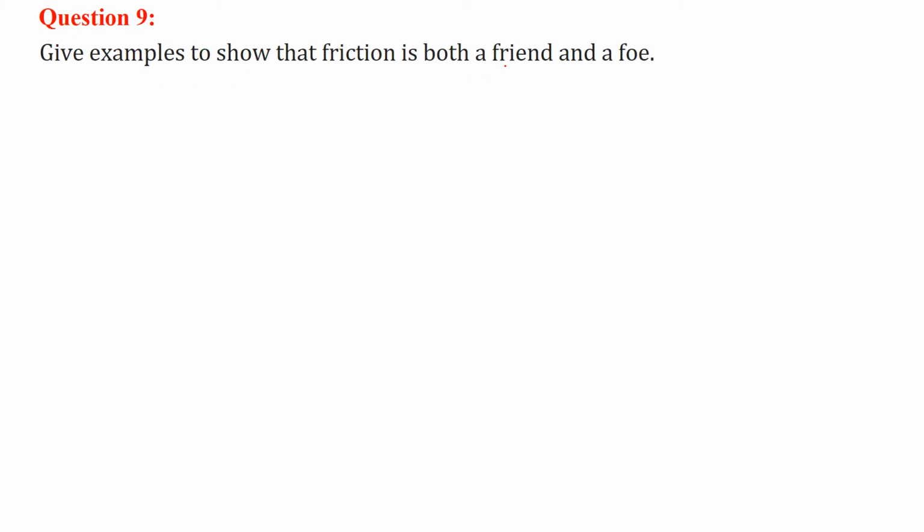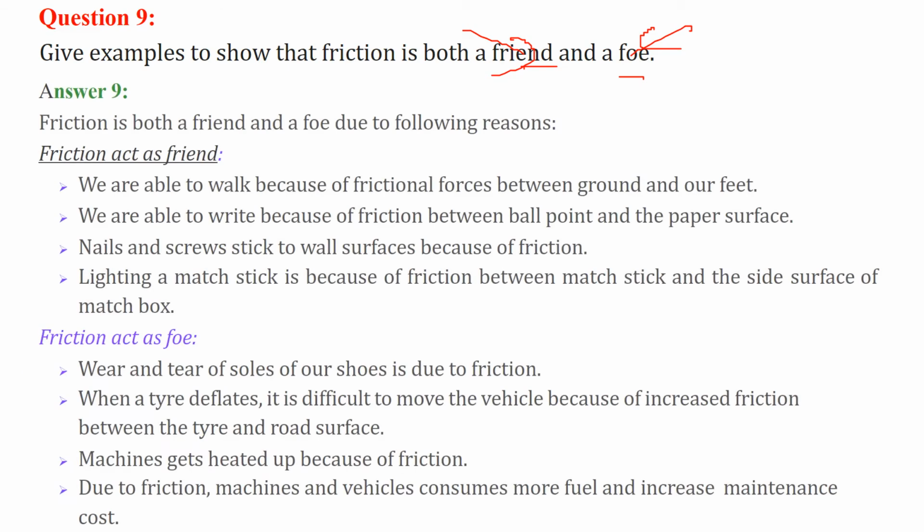Give examples to show that friction is both friend and foe. So friend as well as your enemy. How? Friction as a friend: we are able to walk because of friction. We are able to write because of friction, a ballpoint pen with the paper surface. Nails and screws only stick because of friction, otherwise they will just slip down. Lighting a matchstick also is only possible because of friction. That is how it lights up.